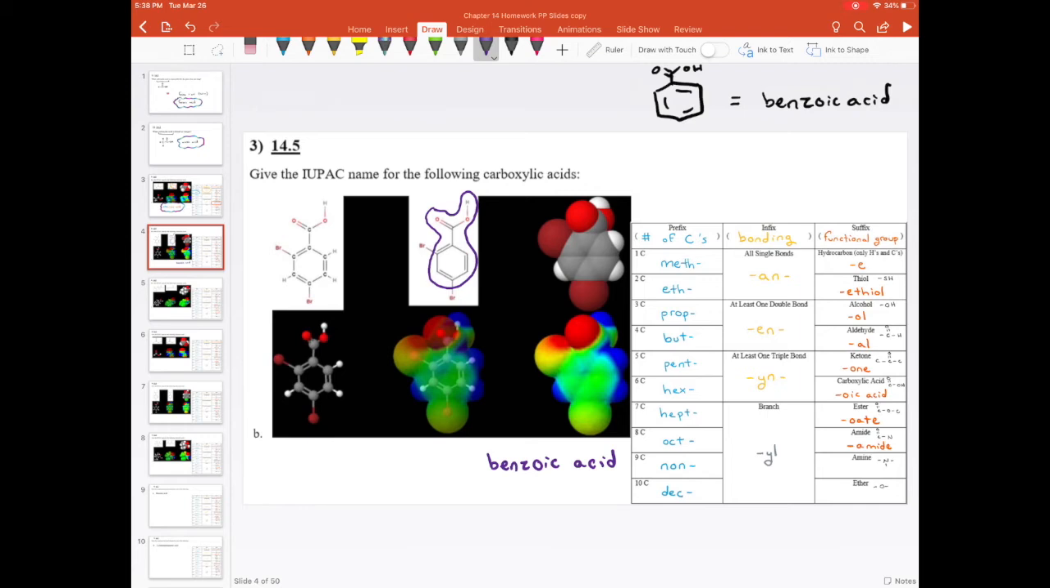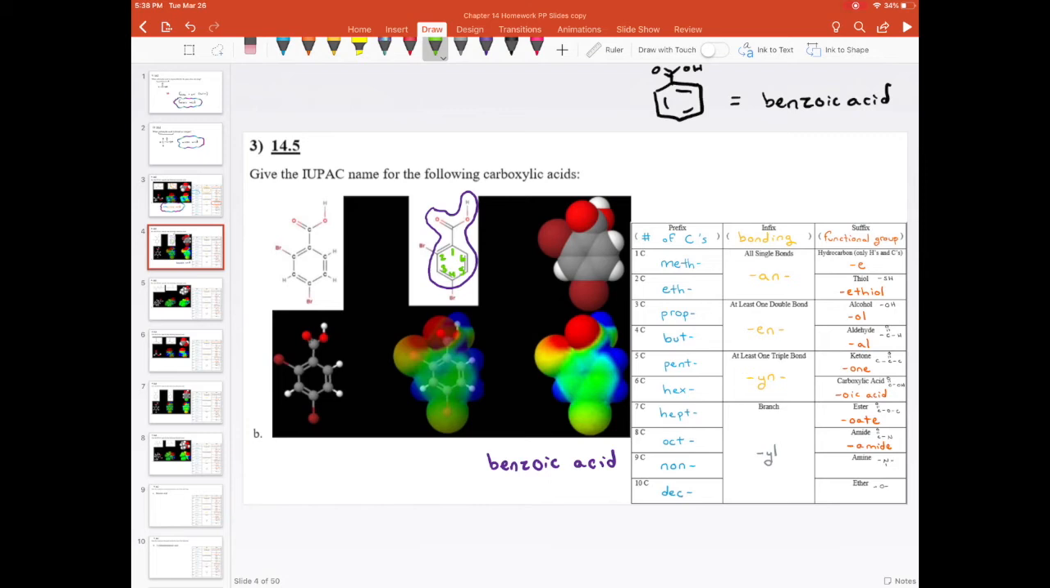So benzoic acid. Now, we have branches coming off this, so you want to number this. You always start numbering these benzene derivatives from the carbon that has the functional group on it. So the carboxylic acid attaches here, where I just wrote that green 1. To get the lowest numbers, we would go counterclockwise.